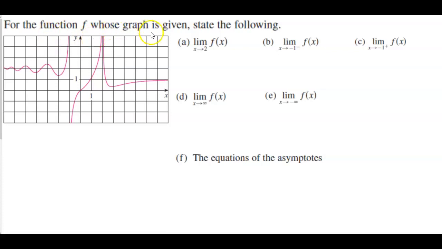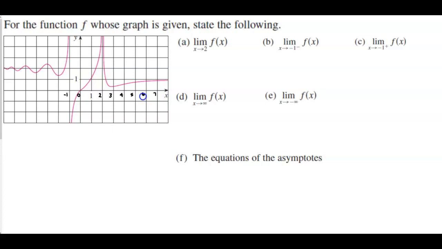Okay, for the function f whose graph is given, state the following. We want to find, in part A, the limit as x approaches 2 of the function f of x. So we need to find out where 2 is located. So we have here, which is 0. Here's 2, 3, 4, 5, 6.